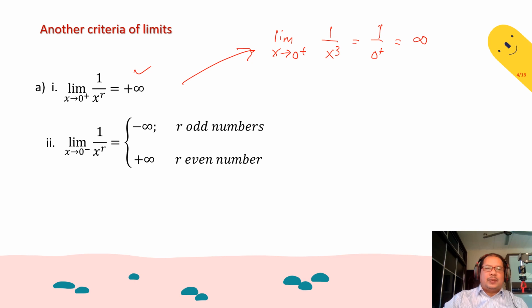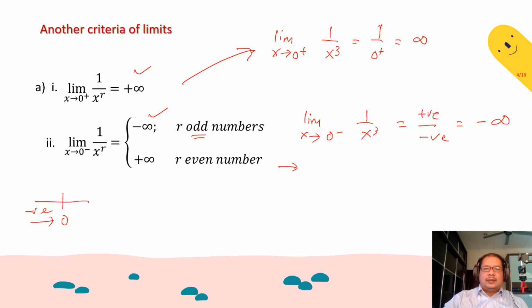Okay, number 2, limit x approaches 0 from the left. That means the value of x is negative. This is 0, you come from the left, that means this is a negative value. Therefore, let's say 1 over x to the power of 3, where r is an odd number. You get 1 is a positive value, and x is a negative value, power of 3, you get a negative. So you get negative infinity.